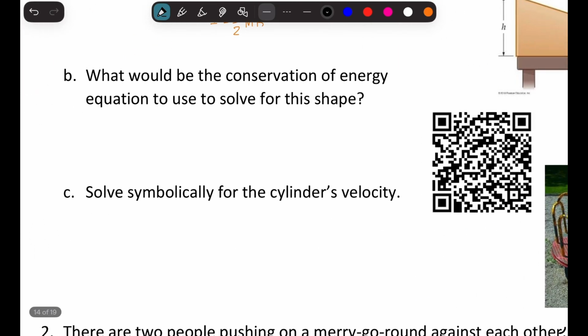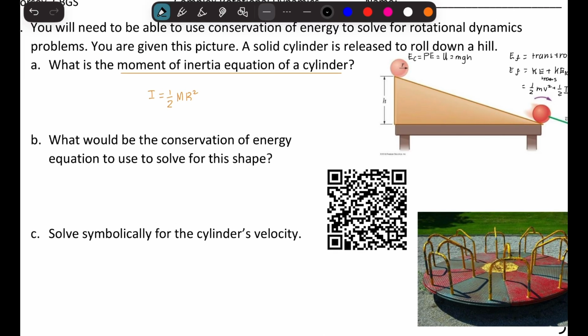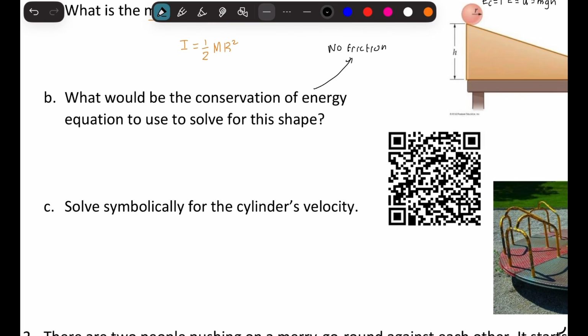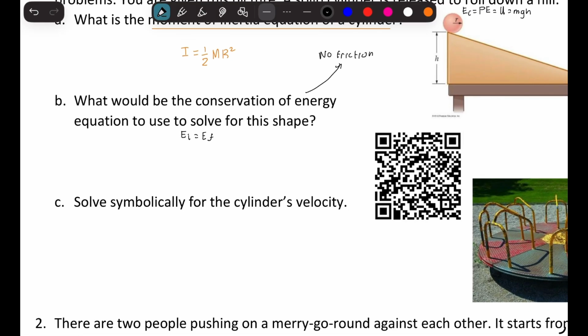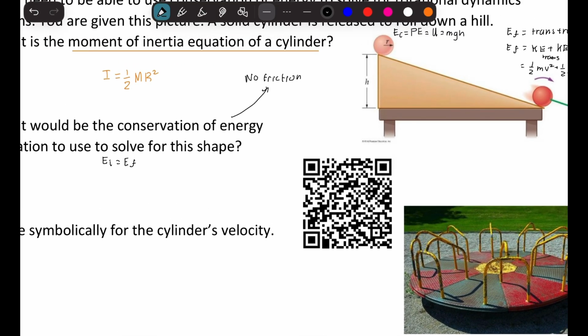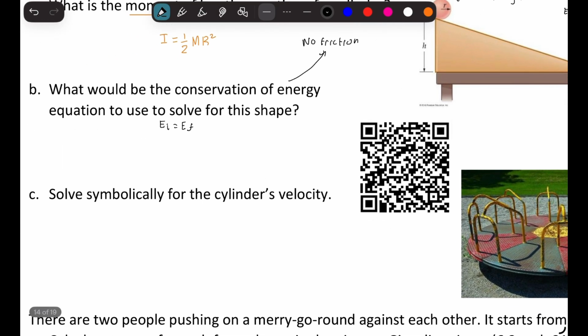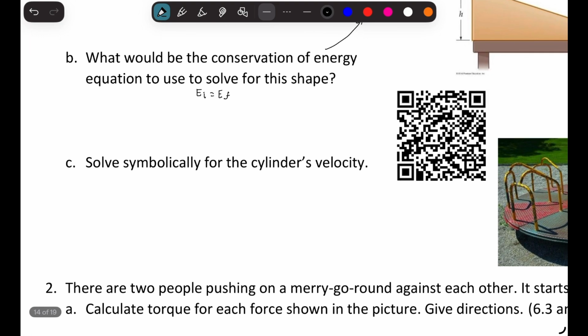We can assume that there's no friction, which is why we can use conservation of energy. In conservation of energy, the initial amount of energy in the system is going to be equal to the final amount of energy in the system. It's only converted to a different form: from potential energy to kinetic energy at the bottom. So the potential energy is equal to all of the kinetic energy.